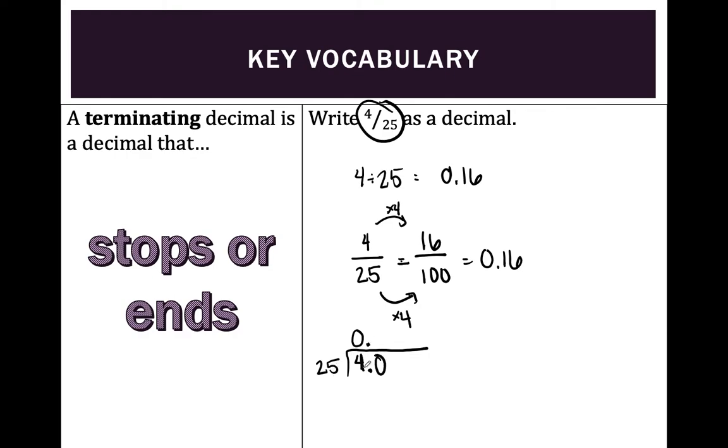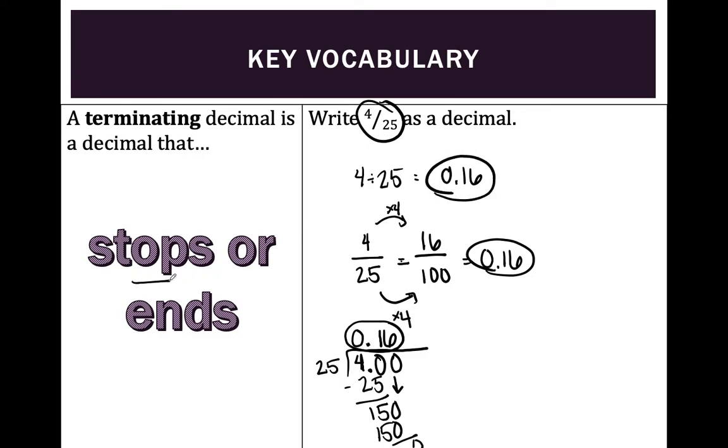And then how many times does 25 go into 40 without going over? That's 1. 1 times 25 is 25. The difference there is 15 still left over, so I am going to add another 0 and bring that down. And in this case, 25 goes into 150 6 times evenly, so I have 0 left over, and again I have the same decimal, 0.16. This decimal is what we call a terminating decimal, since it stops or ends and does not continue.